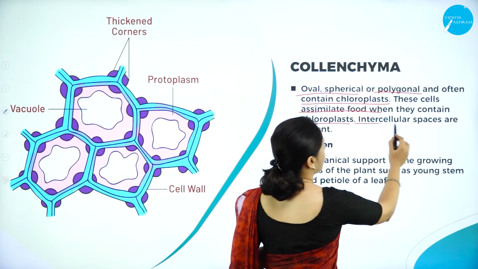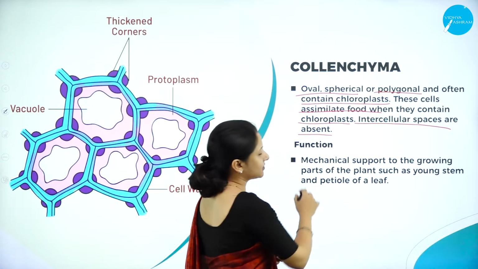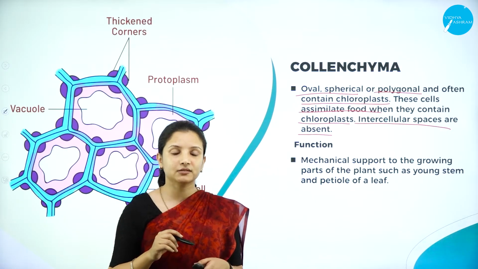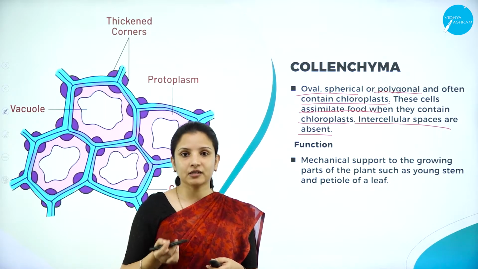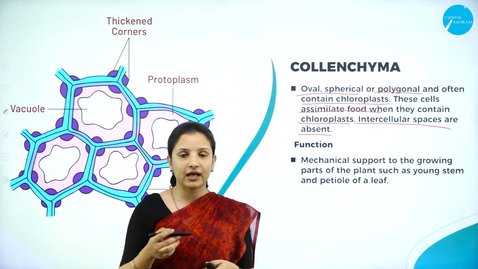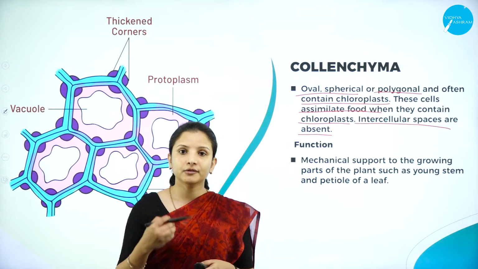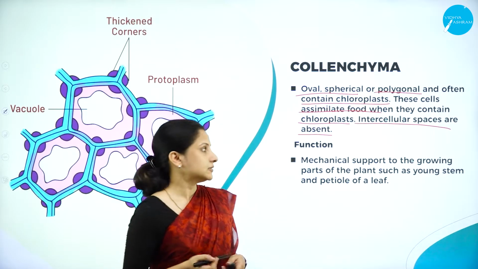And also, as I told you, intercellular spaces are absent. Why are intercellular spaces absent? Because there are cell wall thickenings present, wherein the cell walls will have depositions of cellulose, hemicellulose and pectin substances.